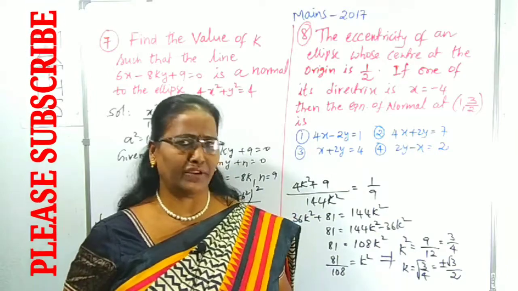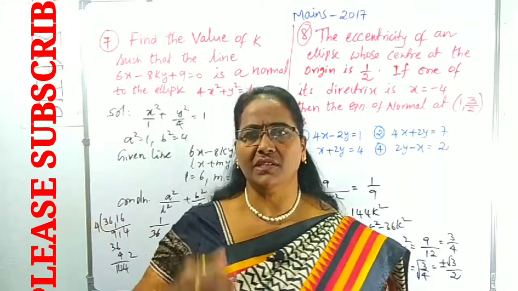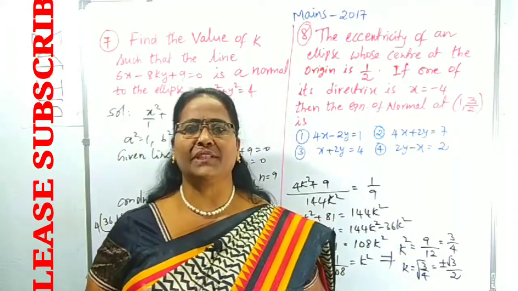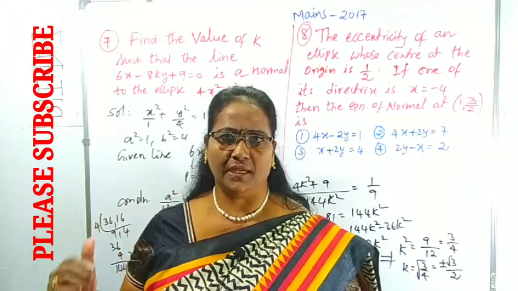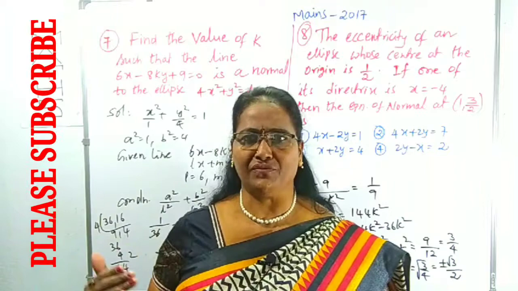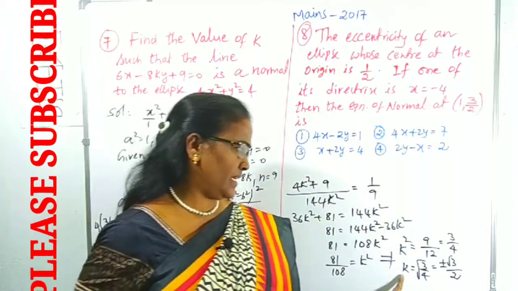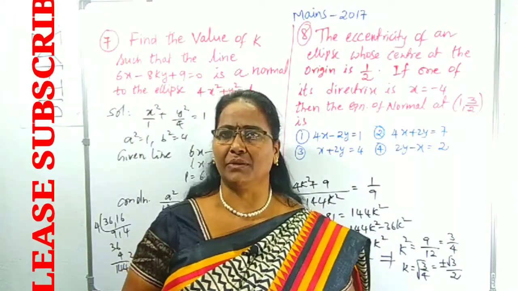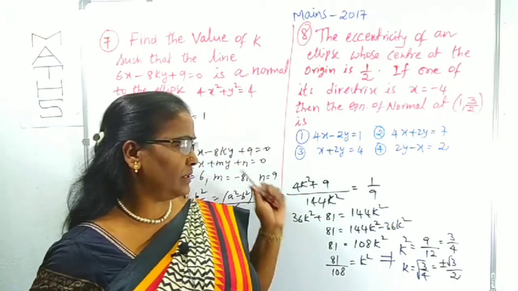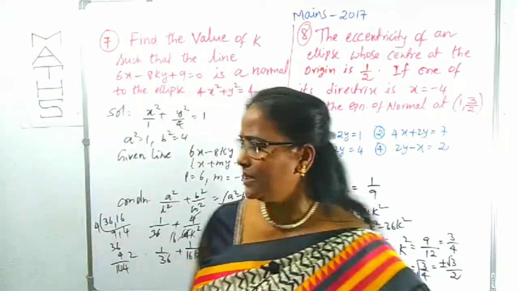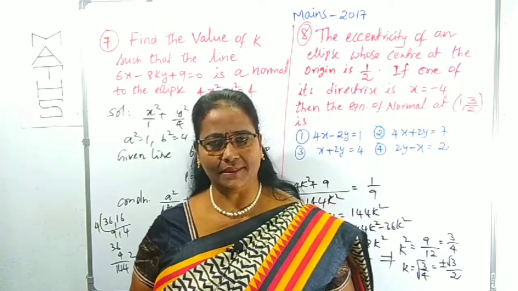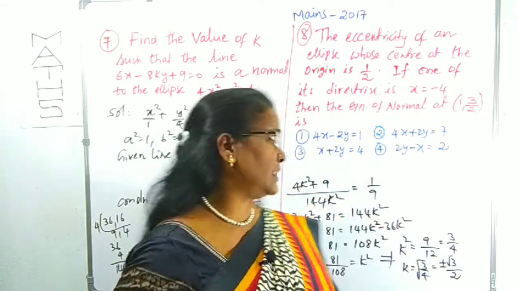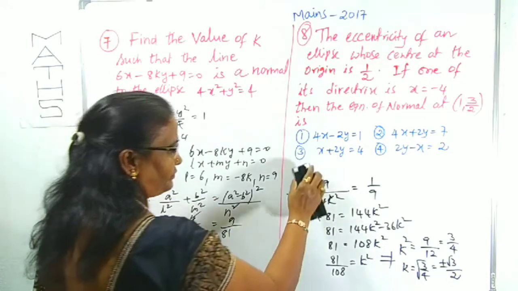Maybe in the given options, here I didn't give the options, maybe plus or minus root 3 by 2 is there, or only plus root 3 by 2 is there. That depends upon the given options, you can choose the option. So k is exactly plus or minus root 3 by 2. Is it clear now? Here I simply used the condition for the normal chord. That's it. Now we can come to the next question.